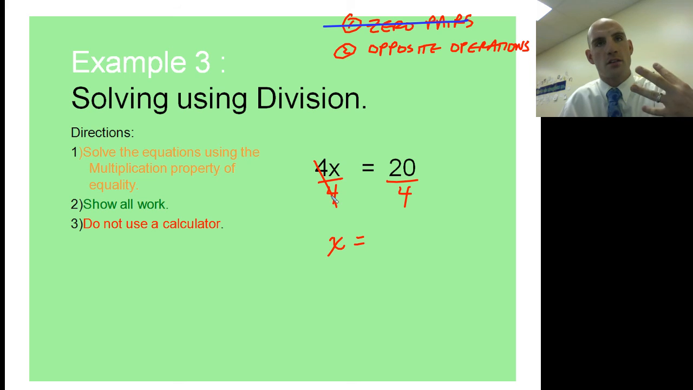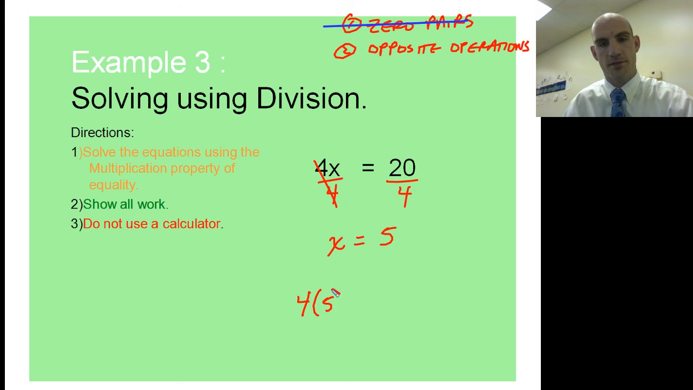If you give me $4 and I divide it by 4, it's $1. I want 1x because my goal is to get x by itself. x equals 5. I plug it back in. Is 4 times 5 equal to 20? The answer is a resounding yes, it is.